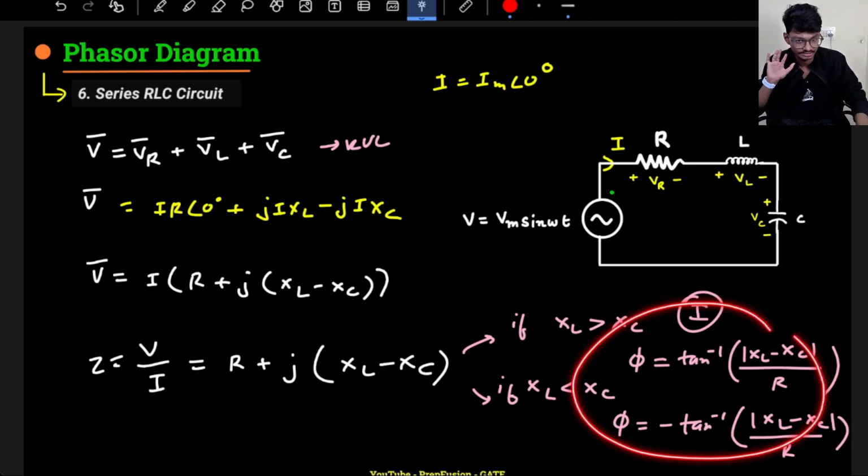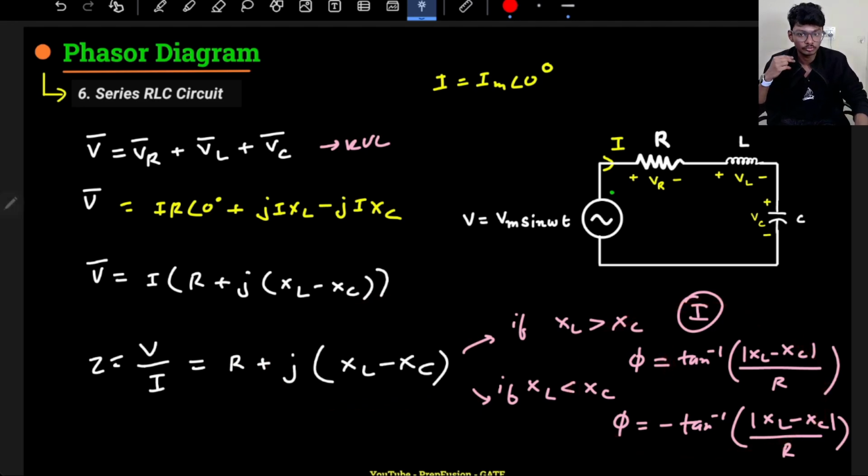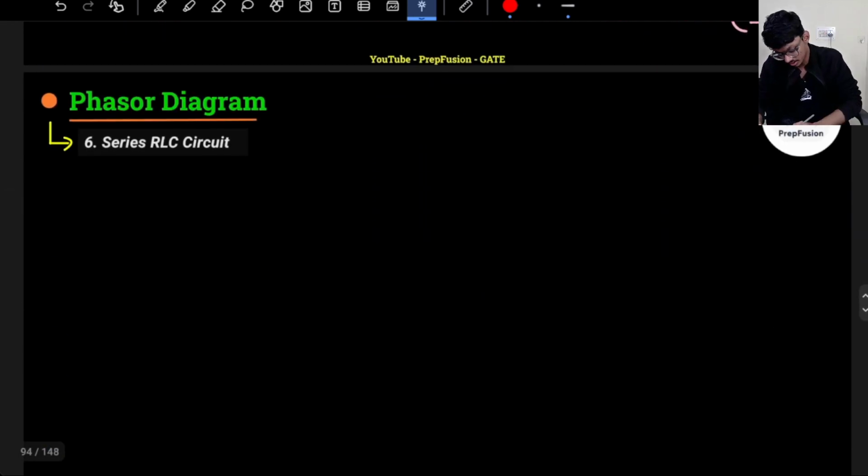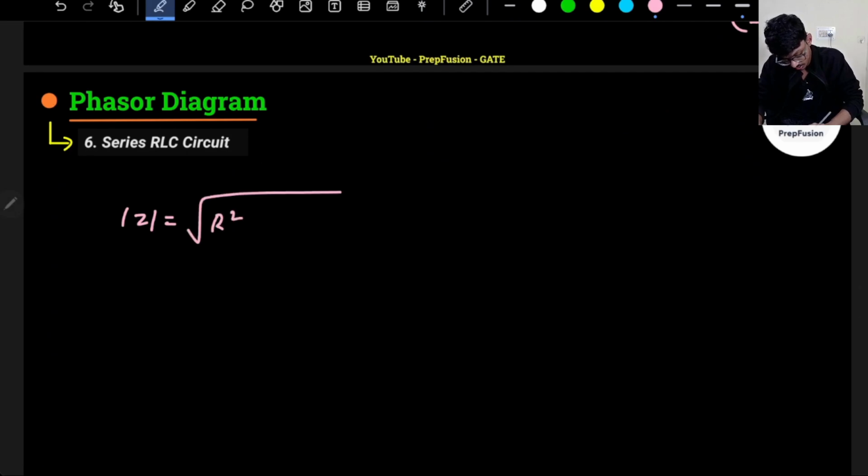That's how the angle difference will be there. So we will analyze each case at a time. What will be the impedance? Basically the impedance magnitude. It is R square plus XL minus XC whole square, under the square root. It does not matter if you write XC minus XL or XL minus XC whole square, because ultimately you are squaring it.